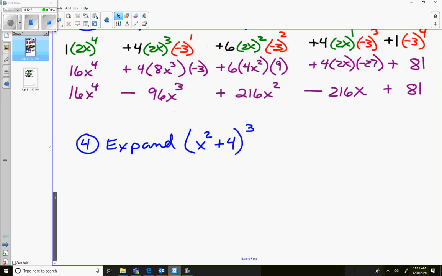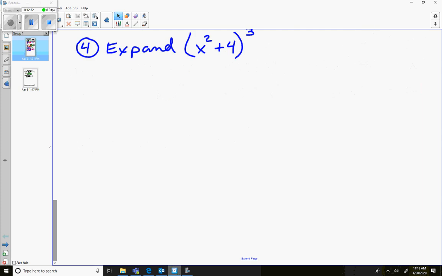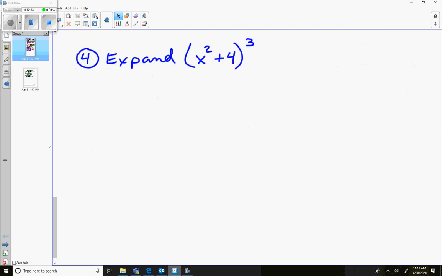Number 4, again, now you've got an x squared as part of one of the two terms of your binomial, but it's still just a binomial raised to a power. Same rules still apply. Since the exponent is 3, we're going to use the part of Pascal's triangle where the second number is a 3. So we begin with the row that is 1, 3, 3, 1.